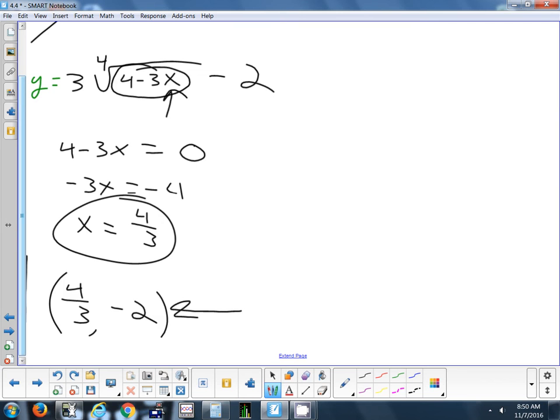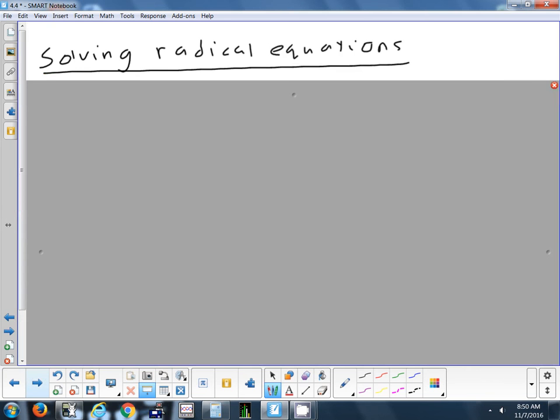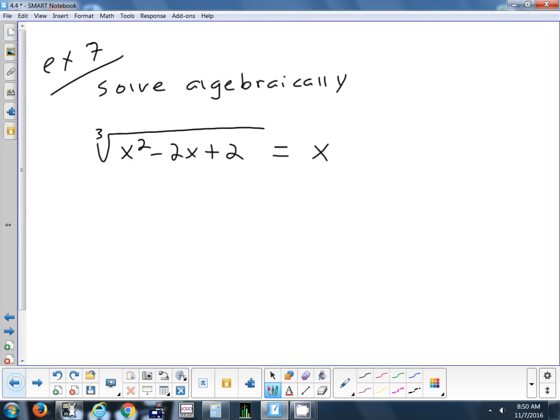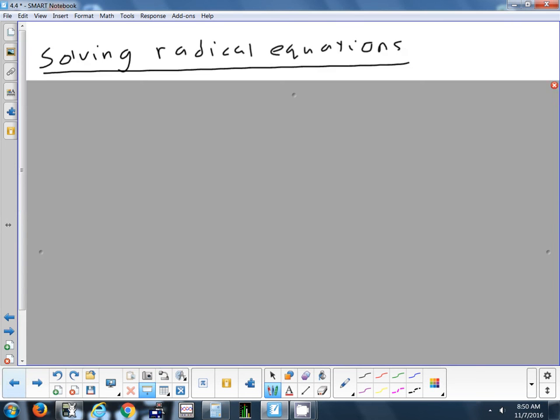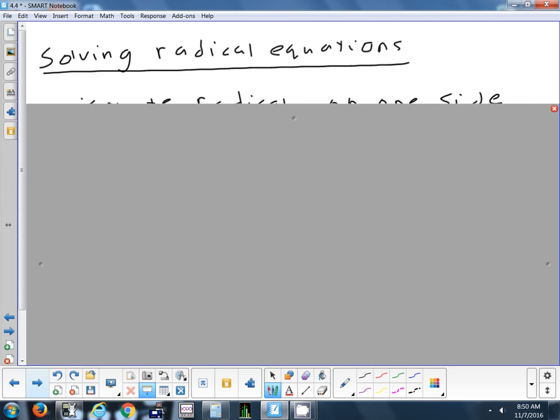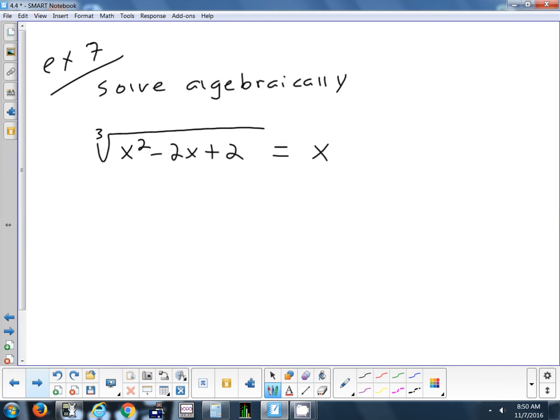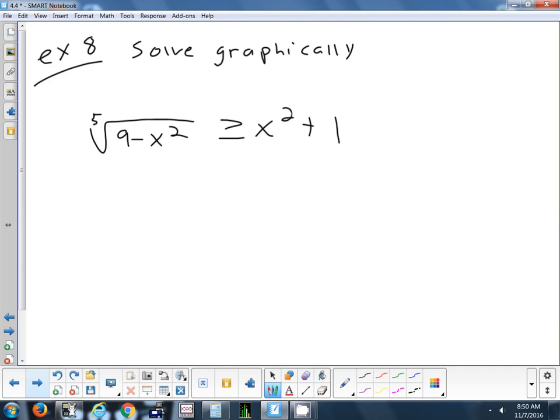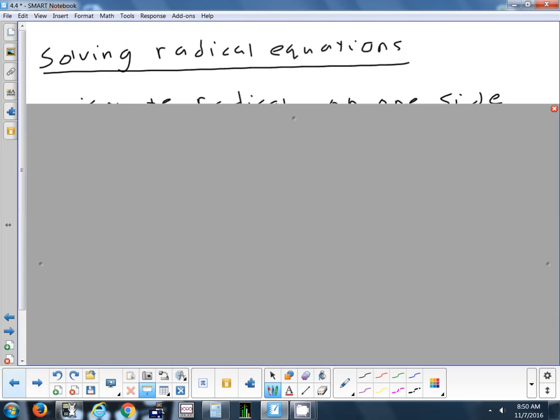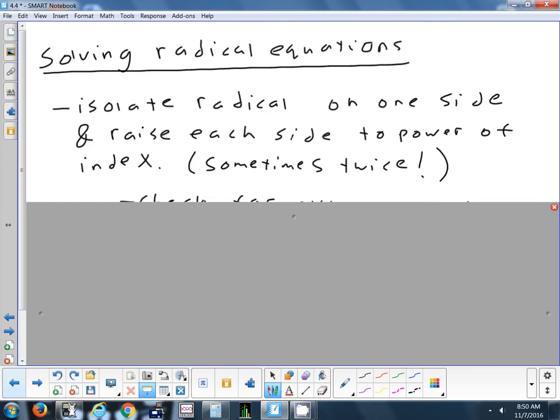Just try a few points in your table after you type in the function. And remember, it doesn't go in both directions, just one direction. All right, so the last thing we'll look at is how we solve radical equations. Not too bad if you just have a single radical like this. Starts to get a little worse if you have more than one radical.